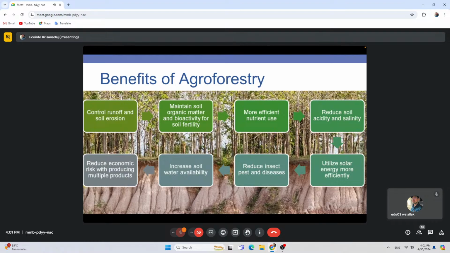That means you reduce your risk, because you're more likely to gain some money from something else if some species die off, or have some outbreaks of pests. Next slide, please.